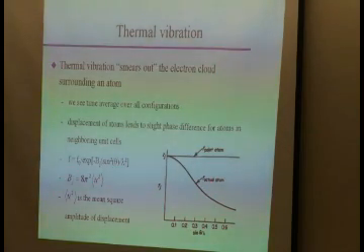This graph actually shows you what this does to the scattering intensity. Here is a point atom with a certain number of electrons, Z. It would scatter like this as a function of angle. A real atom will show a drop-off in scattering magnitude with angle.